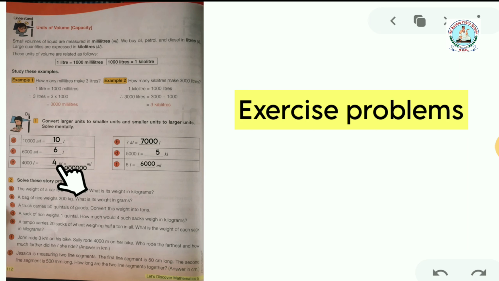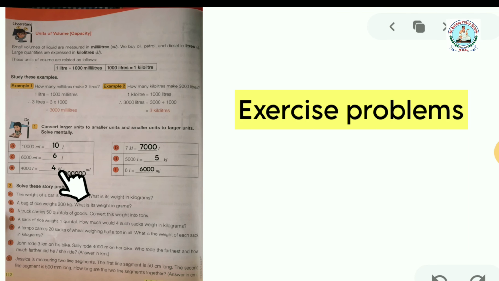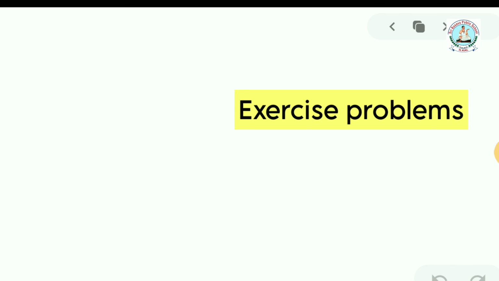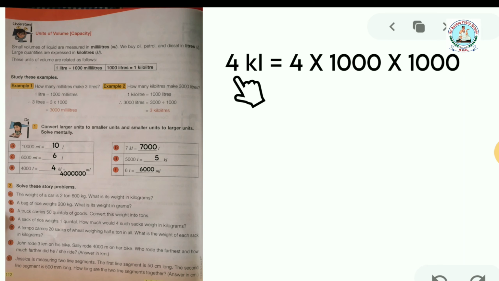And look at this, kiloliter to ml. First you convert this kiloliter to liter. When you convert 4 kl to liter, it would be 4 into 1000. But they are asking us to convert further to ml, so again you have to multiply by 1000. Look carefully here, 4 we write as it is, and kilo means 1000 and liter means 1000 ml. So 4 must be multiplied by 1000 and again further by 1000.